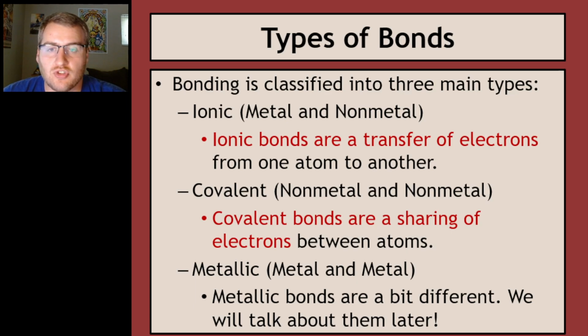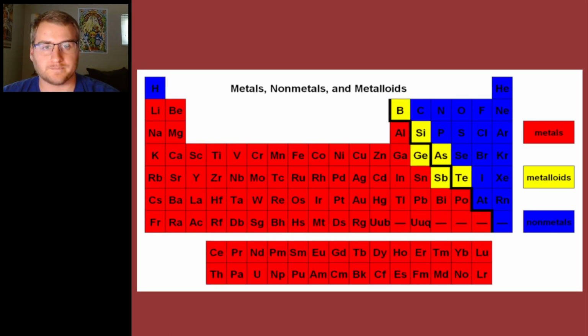And metallic is between 2 metals, and it's really weird. So we'll talk about that a bit later. I'm not really worried about that for today. They don't bond in traditional ways like ionic and covalent things do.